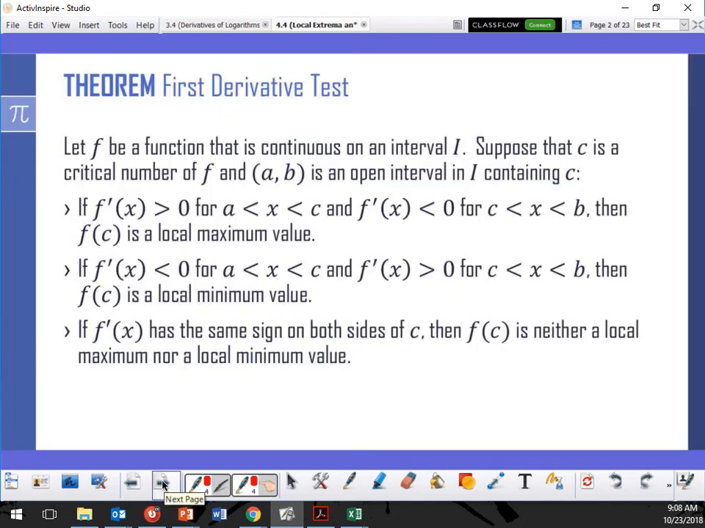Okay, so all this, first derivative test. If the derivative is greater than 0, then it's going to be increasing. And it goes, this font's weird. Yeah, okay. So from a to c, local maximum.